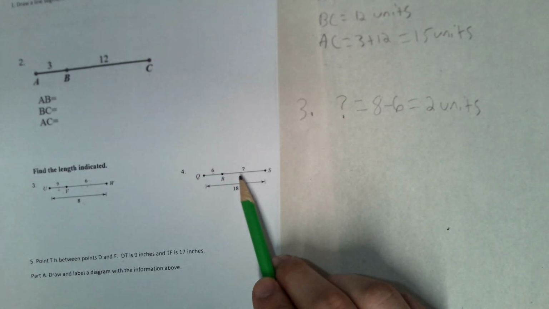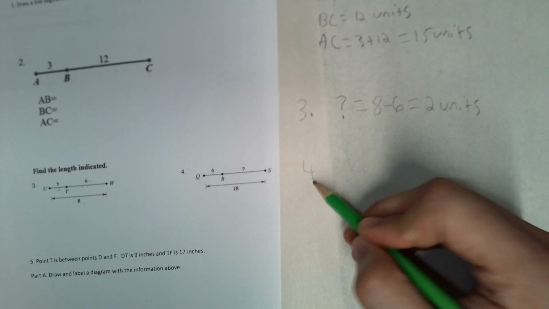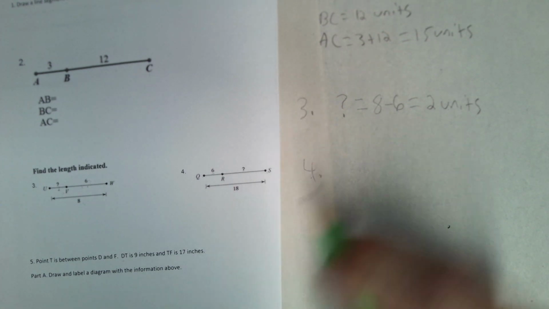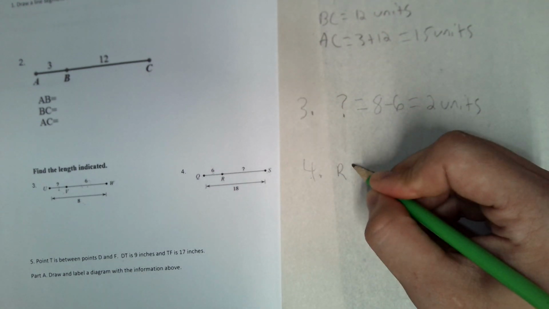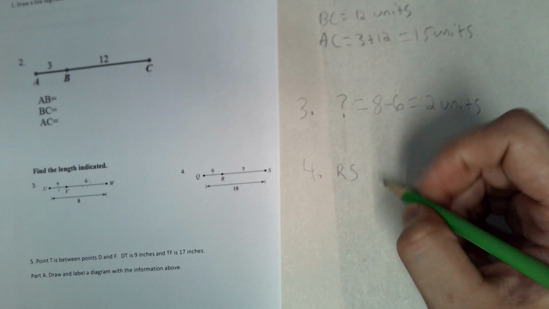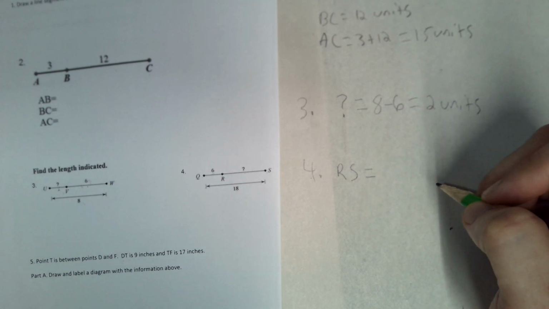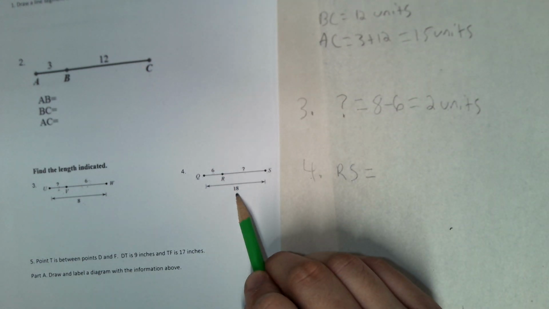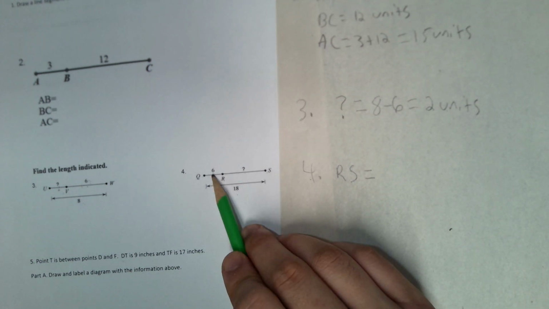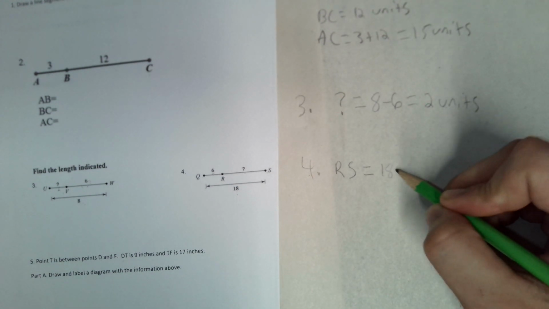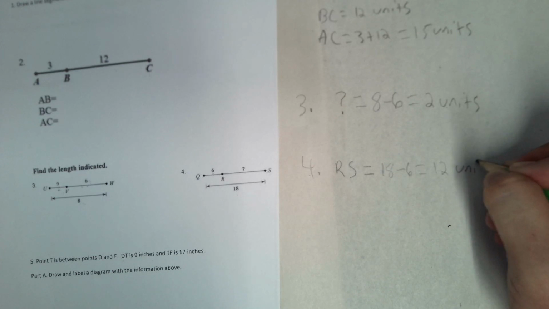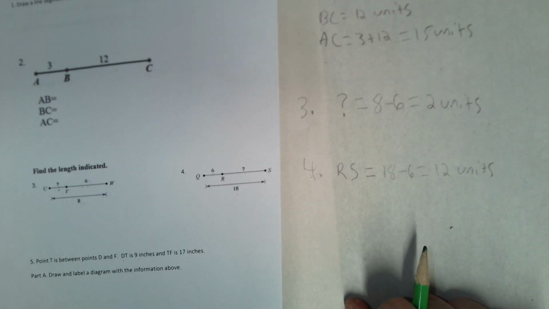You can also label it by which segment it is. So for number 4, that question mark, I'm trying to find RS. So I'm going to put RS equals, and the same idea: the whole thing is 18, the other piece is 6. So that's going to be 18 minus 6, which is 12 units.